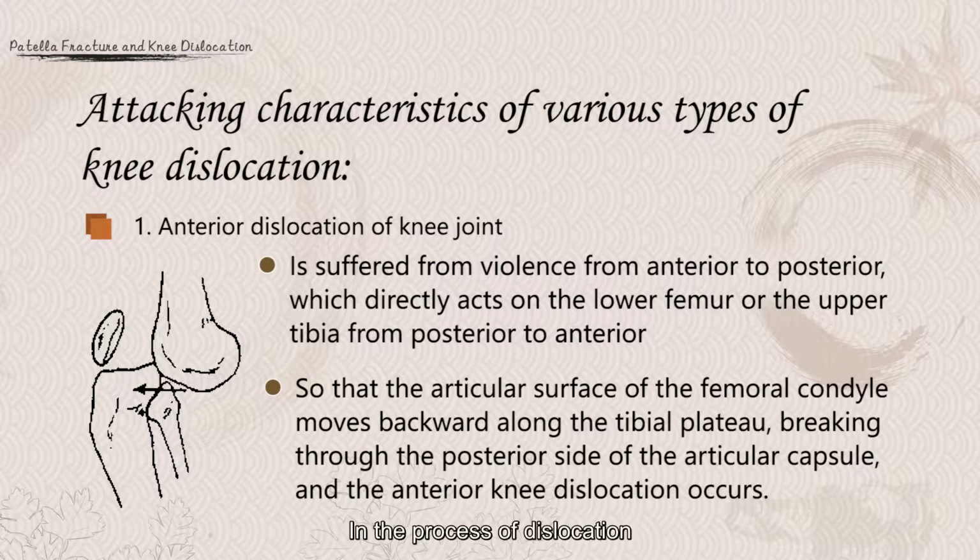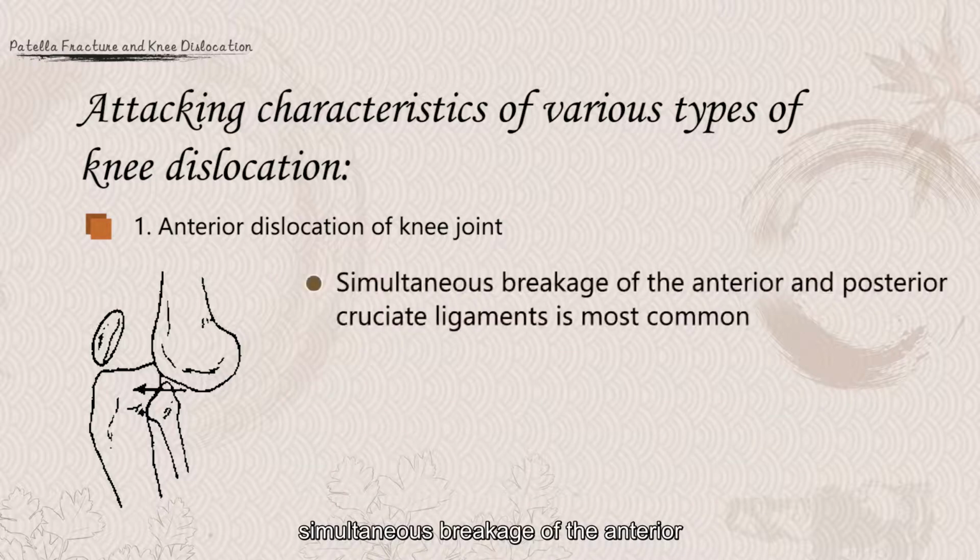In the process of dislocation, simultaneous breakage of the anterior and posterior cruciate ligaments is most common, and there is also separate breakage of the anterior cruciate ligament.